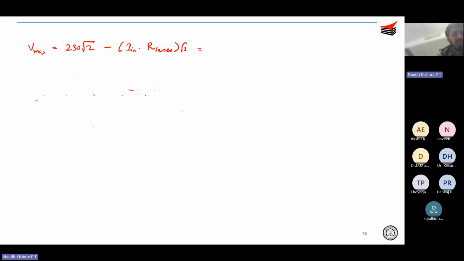Okay, because this is your input. This is your input V in RMS, and then you have your I in RMS, and then you have a series resistor, correct? So the output voltage that gets reflected after the capacitor will include the drop across the series resistor. Okay, so you need to include that as well in the calculation. Therefore, if you take root 2 common, it will be (230 minus 0.5 into 200 ohms) into root 2. Okay, so this will be your Vmax, correct?